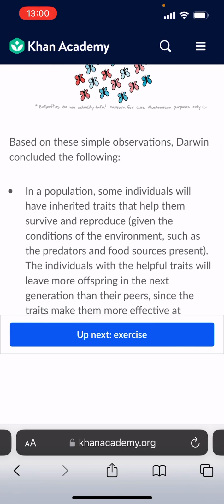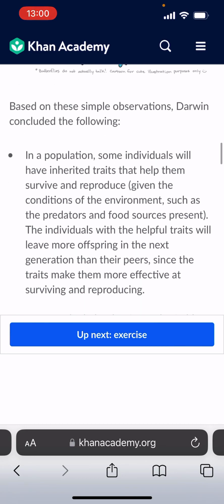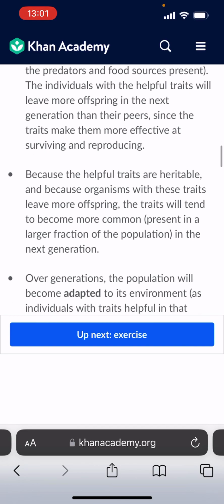Based on these simple observations, Darwin concluded the following. In a population, some individuals will have inherited traits that help them survive and reproduce, given the conditions of the environment, such as the predators and food sources present. The individuals with the helpful traits will leave more offspring in the next generation than their peers, since the traits make them more effective at surviving and reproducing. Because the helpful traits are heritable, and because organisms with these traits leave more offspring, the traits would tend to become more common, present in a larger fraction of the population in the next generation.